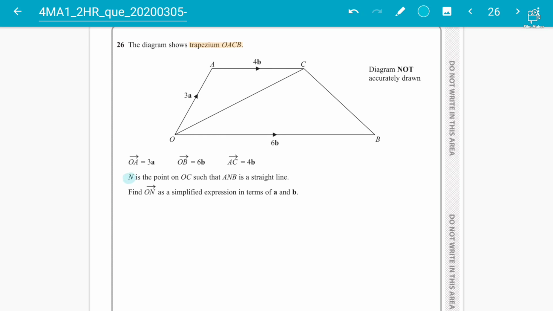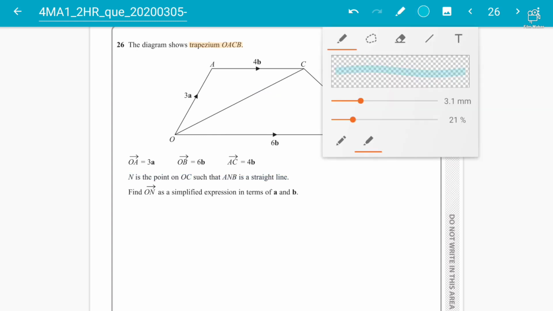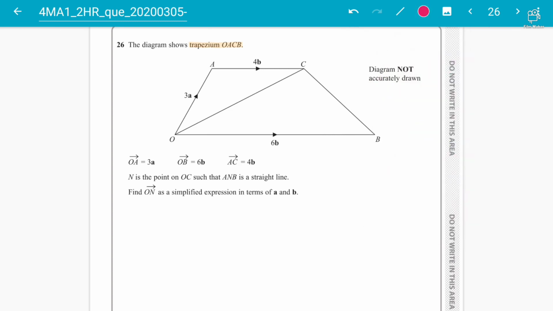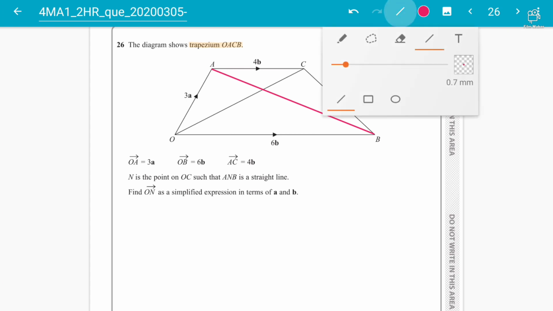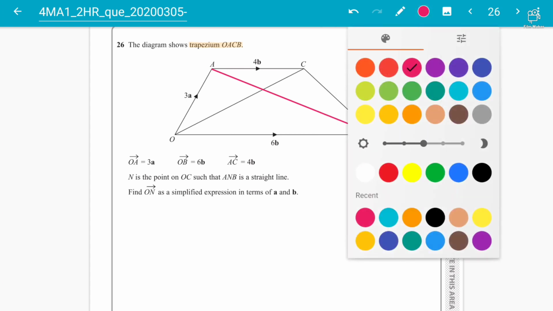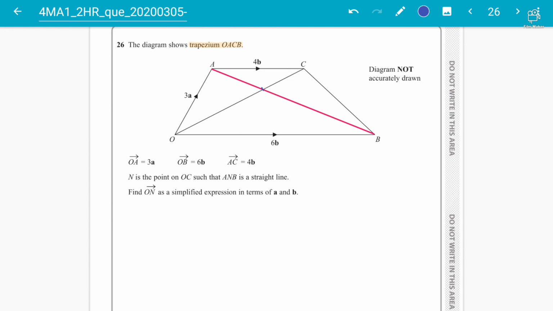So then it says that N is the point on OC. So N is on the line of OC, okay. We can definitely say that N is the point on OC such that AB is a straight line. So let's try to draw that to make sure understanding is better. So here we go students, I draw the line from A to B, which means that N is going to be, follow in the blue color, let's say that N is here, okay, everyone got that? So N is the point on the line of OC such that AB is a straight line.